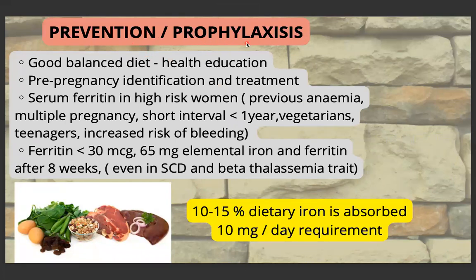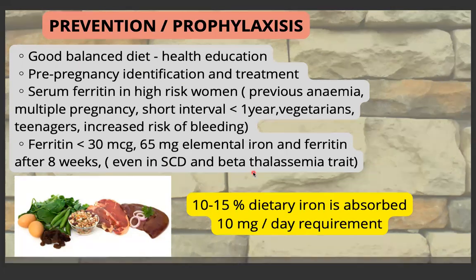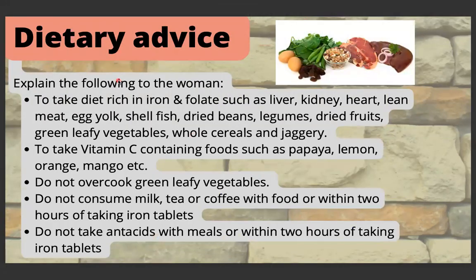What are the prevention and the prophylaxis? Of course, good balanced diet, health education. That's why we should refer all the anemic patients, please, to a dietitian, because they will counsel the patient on the important food that contains and can increase the iron level in their blood. So again, it's very important to refer to a dietitian because sometimes we do not have time to counsel her.